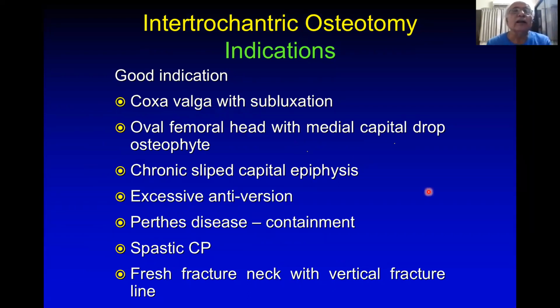Okay, intertrochantric, good indication. The second indication is coxa valga with subluxation, chronic capital slip epiphysis, when there is an excessive anteversion. Putti is when you want to do intertrochantric osteotomy. Spastic cerebral children. Fresh fracture neck with vertical, if the Pauwel angle is much more than 60 or 70, then you can do a primary intertrochantric osteotomy also.